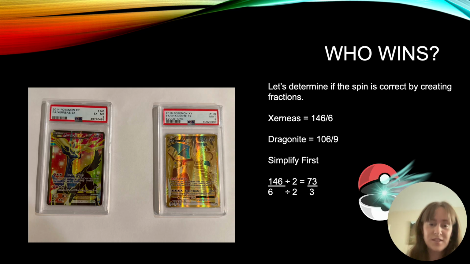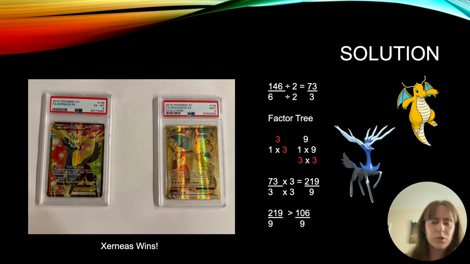So 146 divided by 2, feel free to use a calculator when you're having to do math like this. I've already used a calculator, and it was very helpful. So it's 73. And then 6 divided by 2, I knew this, it was 3, but you can feel free to use a calculator too. Now solution time. Okay. Now with the factor tree of 3, it is 1 times 3.